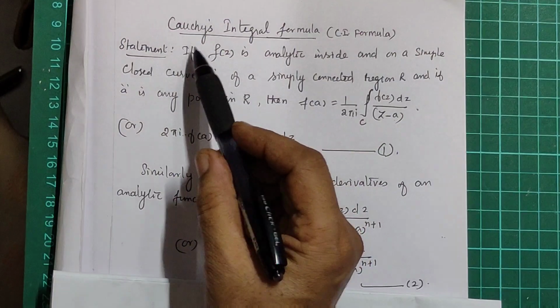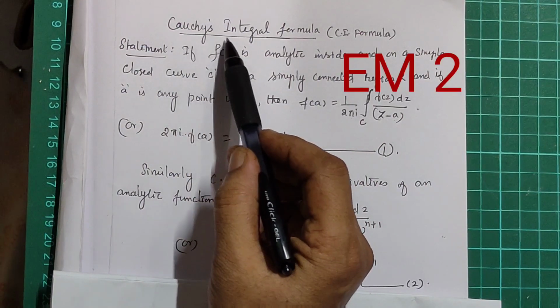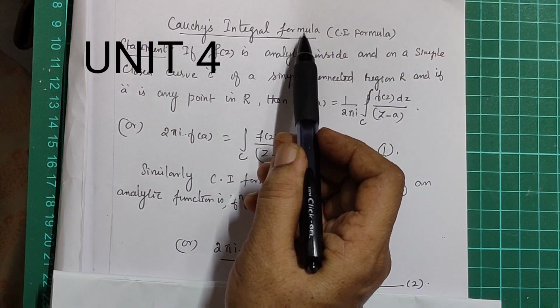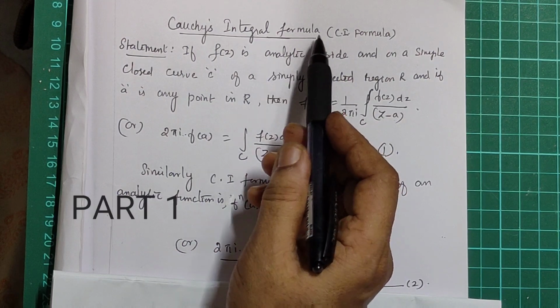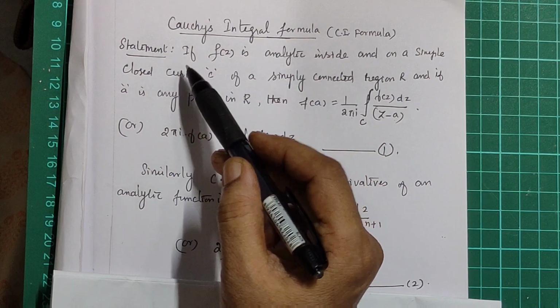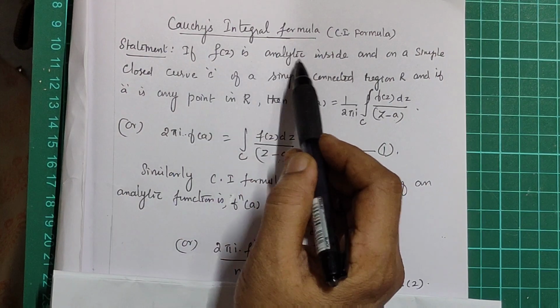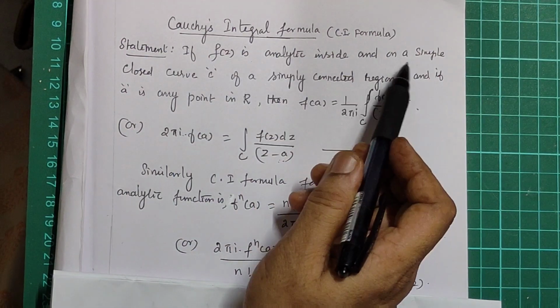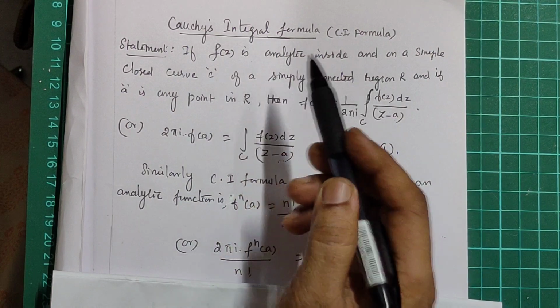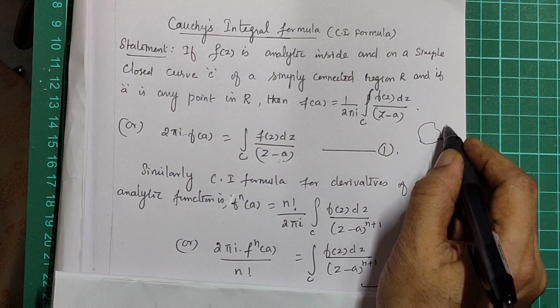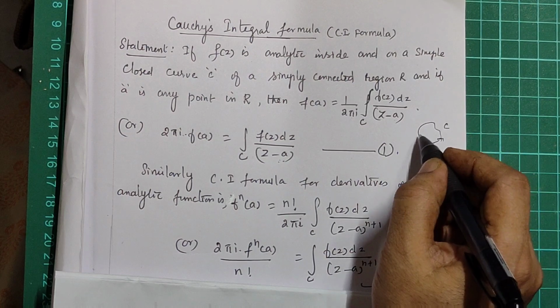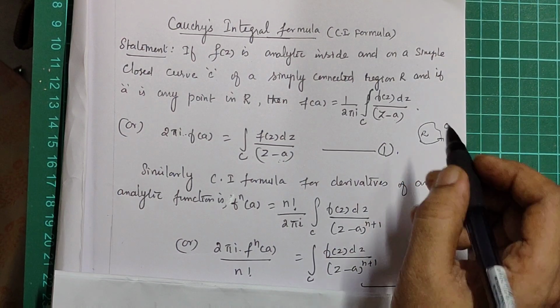Hi guys, today we are going to learn about Cauchy's integral formula, which is in your unit 4, and then Cauchy's residue theorem. So the Cauchy's integral formula says if f of z is analytic inside and on a simple closed curve C, so your curve can be anything of this form, and it is a closed curve. So C I am taking, and R is the region enclosed by the curve.